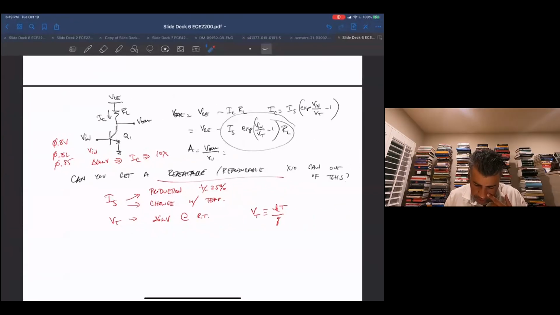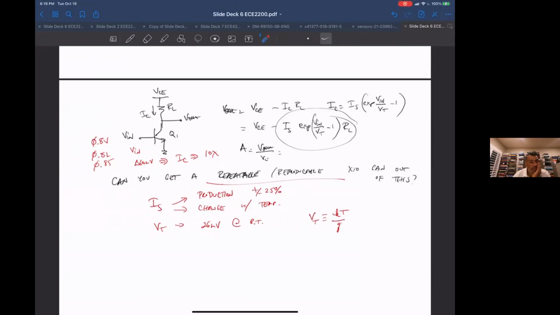Close that, stop sharing. Let me go back to this and what was the other point I wanted to make? I had one last point I wanted to make for you guys about these op amps and things. Shoot.